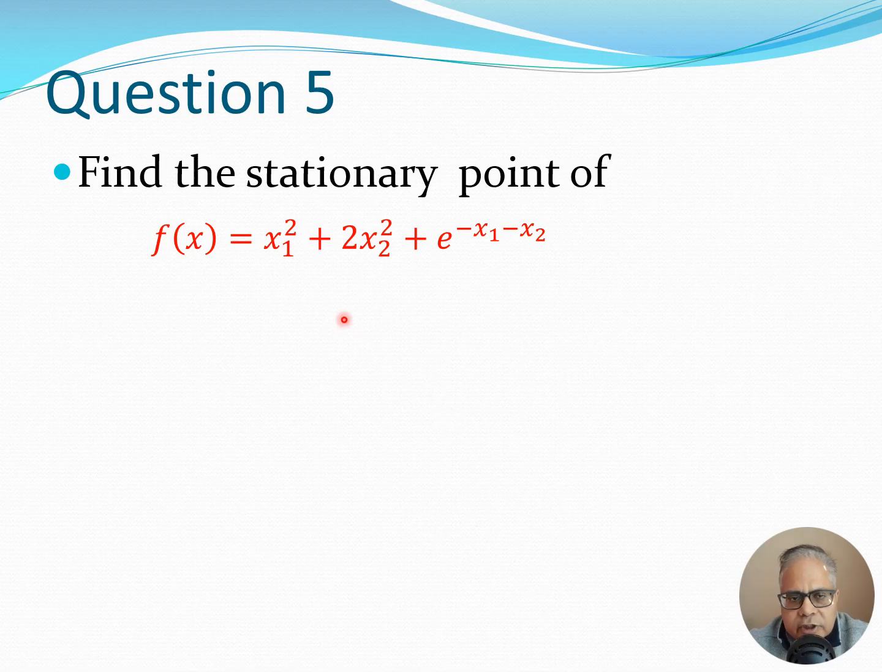Now let's come to question number 5, and that is find the stationary points of this function. f of x is x1 square plus 2x2 square plus e to the power minus x1 minus x2. Now if you have been following my tutorials, you know that this is a function I like. In fact, this is the function I proposed for the first time in my book, and in fact this function is very useful for optimization. So let us try to look at this function and find its stationary point.